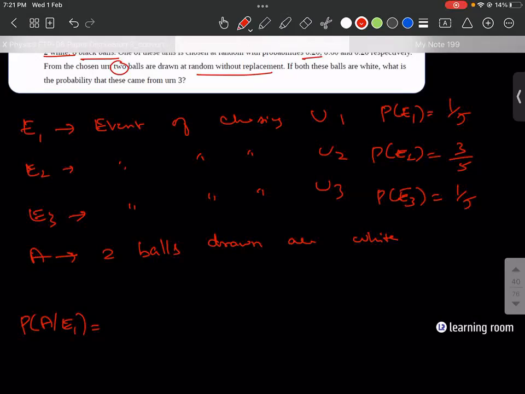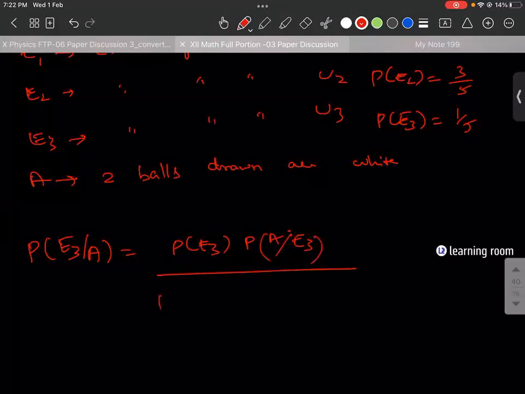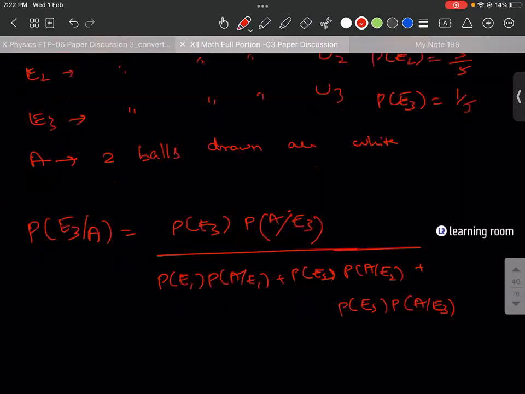So actually, what are we supposed to find? We need to find probability of, read the question. If both the balls are white, what is the probability that these came from urn 3? So probability of E3 given A is equal to probability of E3 into probability of A given E3, divided by probability of E1 into probability of A given E1, plus probability of E2 into probability of A given E2, plus probability of E3 into probability of A given E3.